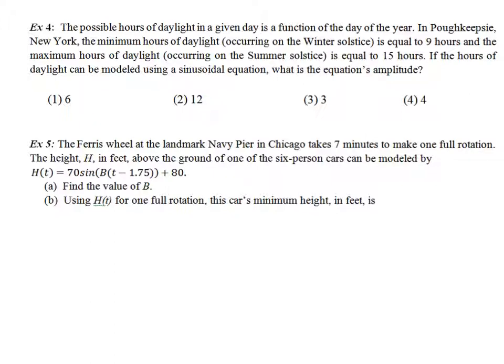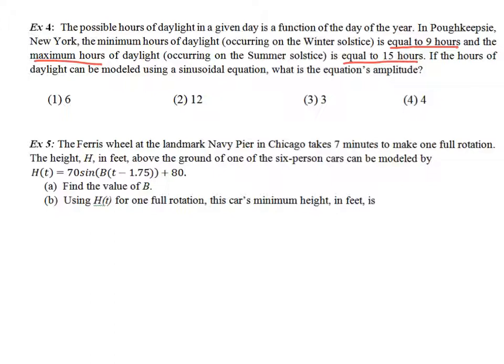In Poughkeepsie, New York, the minimum hours of daylight is equal to 9 hours. That happens on the winter solstice. So the minimum is equal to 9 hours. The maximum hours, and that's the summer solstice, that's equal to 15. If the hours of daylight can be modeled using a sinusoidal equation, what is the equation's amplitude?